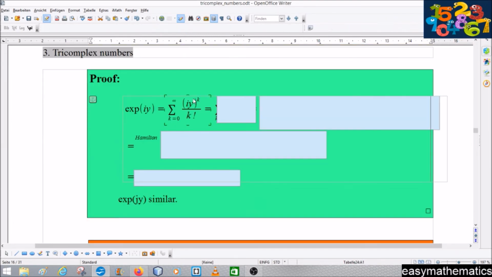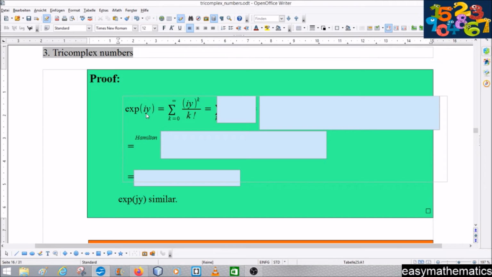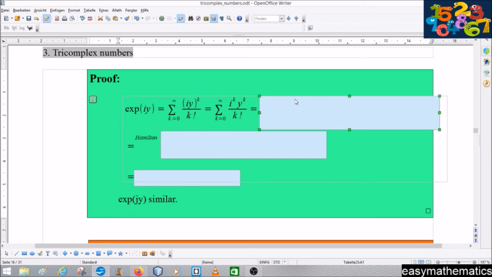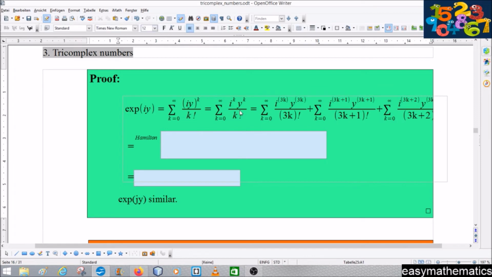What we do is we plug in I times y in the series definition of the exponential. Then, because multiplication in the tricomplex world is commutative and associative, we can distribute the power, so the exponent we can distribute. And then we write these sums. So we split up the index k in 3k, 3k plus 1 and 3k plus 2.